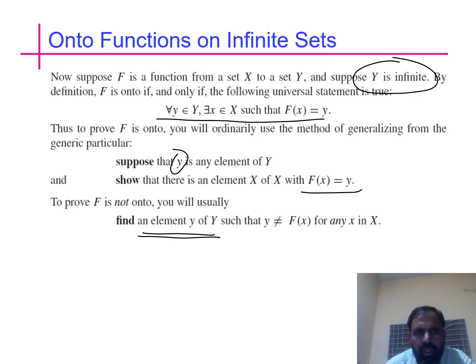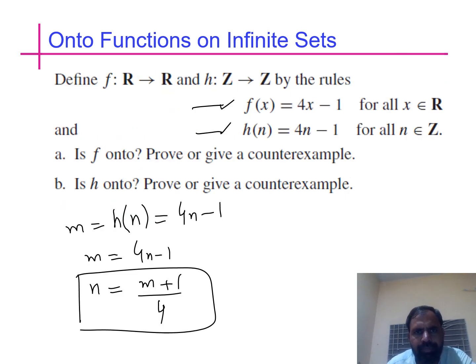To prove f is not onto, you will usually find an element y of Y such that y is not equal to f of x for any x in X. So it is a general example of onto functions on infinite sets: f from R to R, and h is the function from Z to Z, by the rule f of x is equal to 4x minus 1 and h of n is equal to 4n minus 1 for all n belongs to Z, and here x belongs to R.